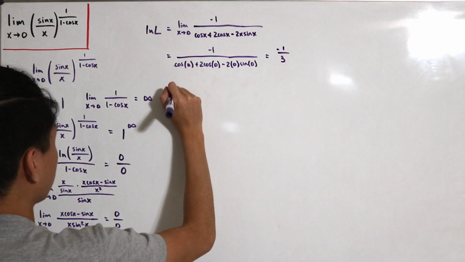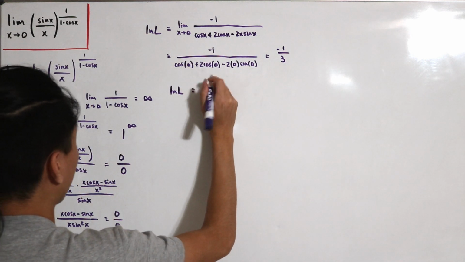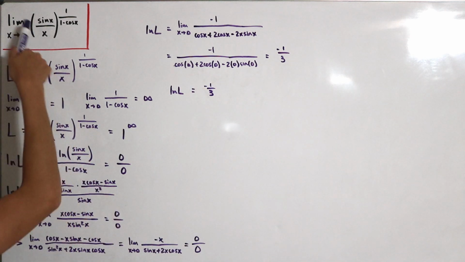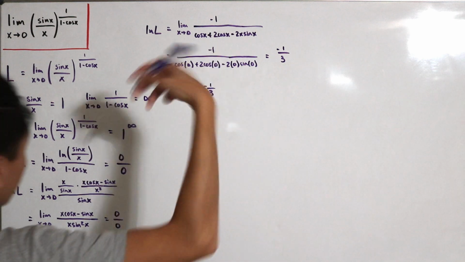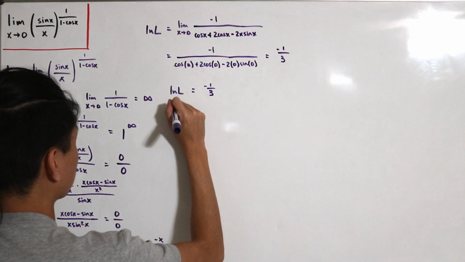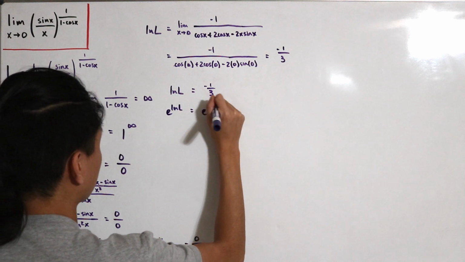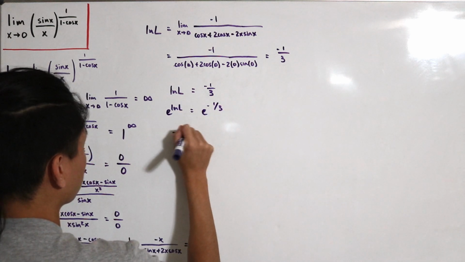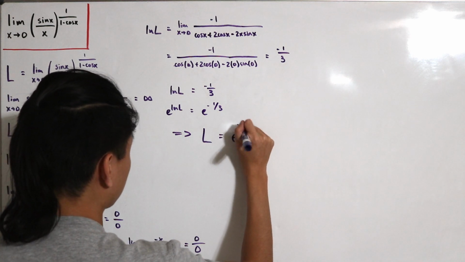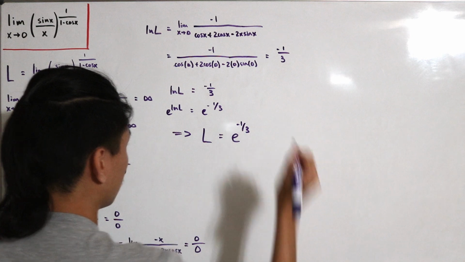And we have shown that the natural log of L is equal to negative 1 over 3, but simply we set that L is equal to our given limit, so we have the natural log of that. Take the e base of both sides, so e to the natural log of L then equals e to the negative 1 over 3, and therefore we have shown that L, our given limit, is equal to e to the power negative 1 over 3, like so.